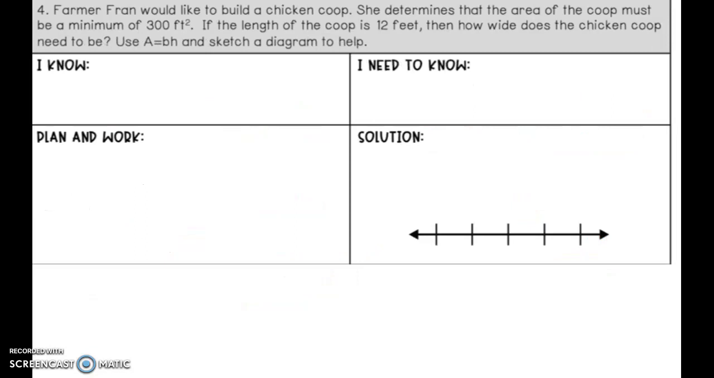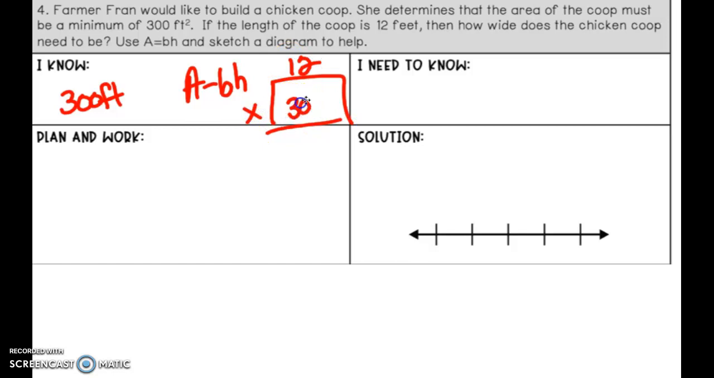Farmer Fran would like to build a chicken coop. She's determined that the area of the coop must be a minimum of 300 feet. So coop must be 300 feet. That's the minimum, the least it can be, but it can be bigger. If the length of the coop is 12 feet, how wide does the chicken coop need to be? And we're going to use area equals base times height, because we're going to draw our chicken coop. We need this to be 12. We don't know what this is. And what we need to know is the width of the chicken coop.